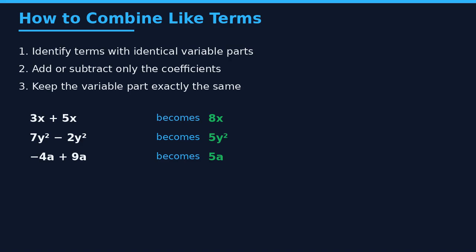To combine like terms, first identify matching variable parts, then add or subtract the coefficients, and keep the variable part the same. For example, 3x plus 5x becomes 8x. 7y squared minus 2y squared becomes 5y squared. Negative 4a plus 9a becomes 5a.